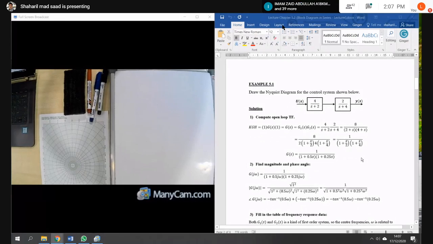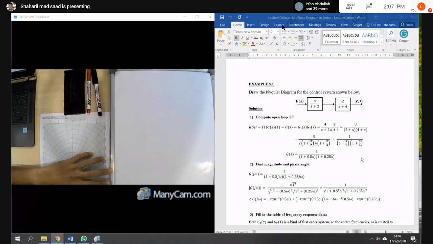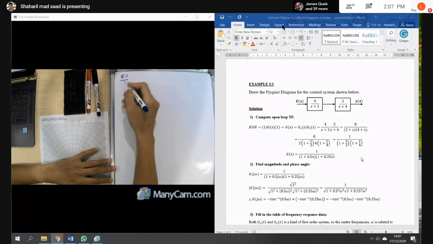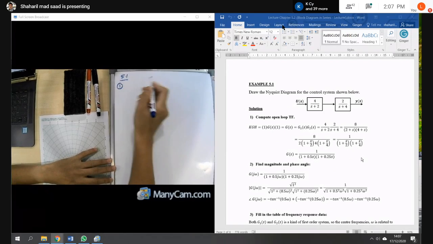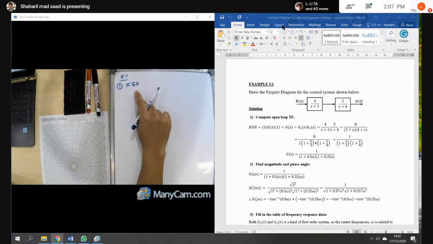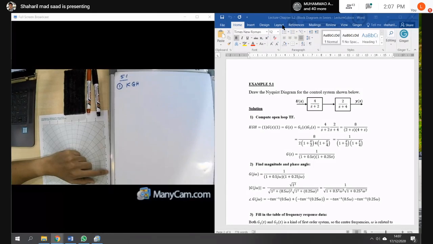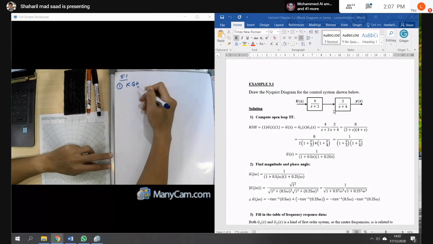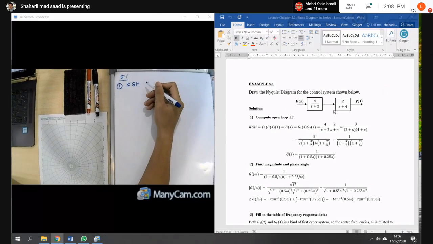Example 5.1. This is what we did last Sunday. If you want to draw the polar plot, or Nyquist diagram, first of all you need to find the open loop transfer function, which is KGH here. By looking at the block diagram in example 5.1, you can only see the gain and the transfer function, and there is no feedback, so we assume that K and H are equal to 1.